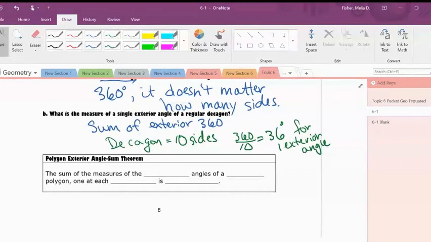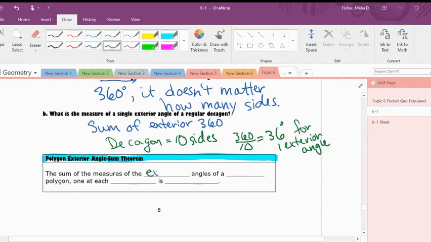That leads us to our polygon exterior angle sum theorem. The sum of the measures of the exterior angles of a convex polygon, one at each vertex, is 360 degrees.